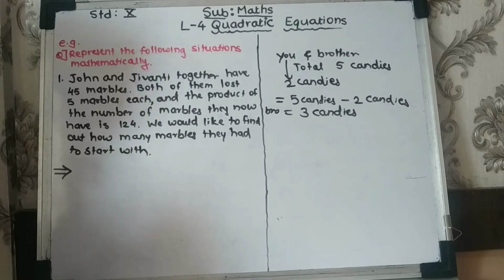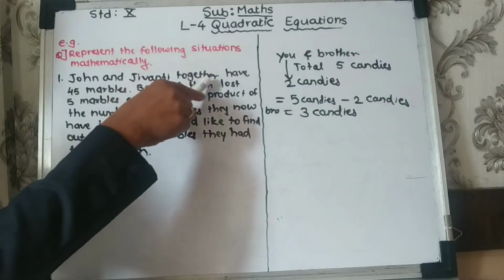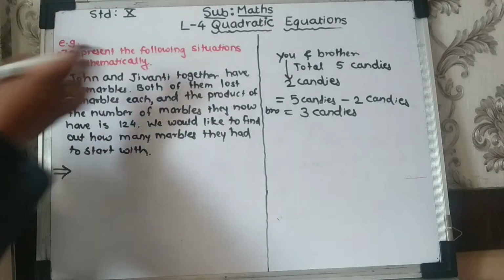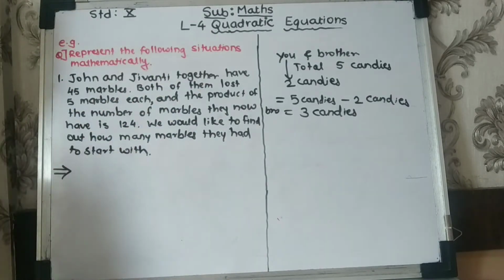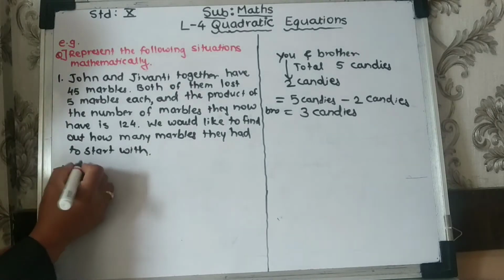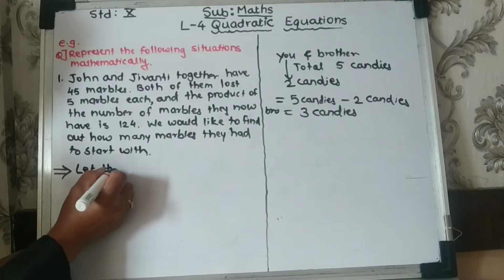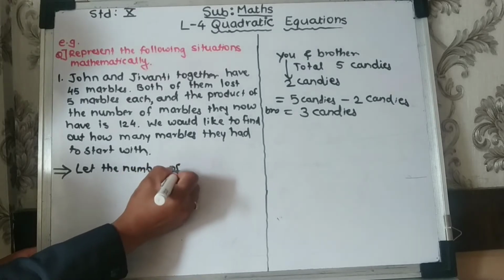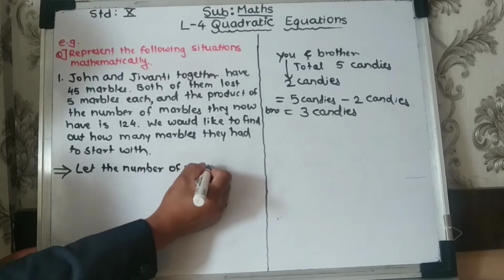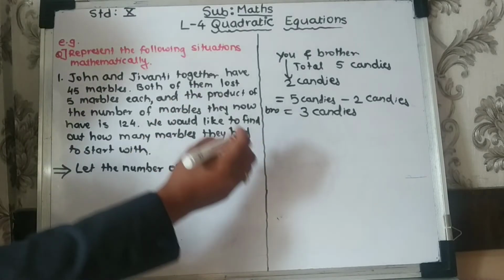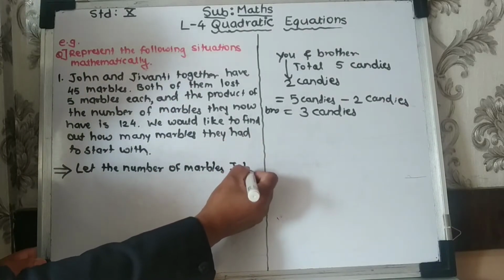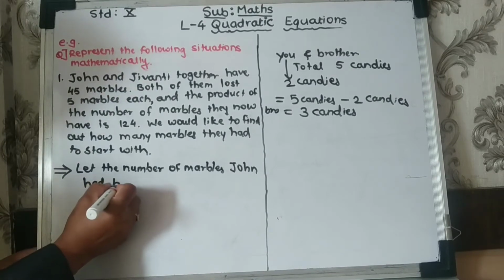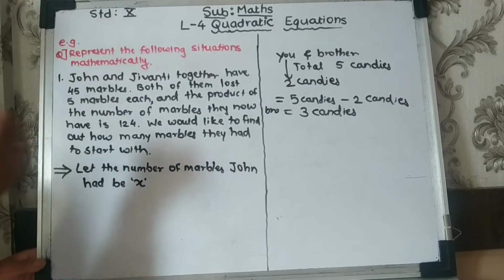So let us see. John and Jeevanti together have 45 marbles. Here you can take either of them as x. So we will write, let the number of marbles John had be x. Understood this one?